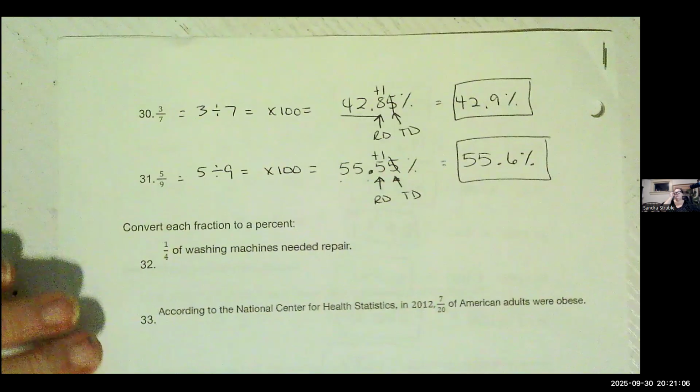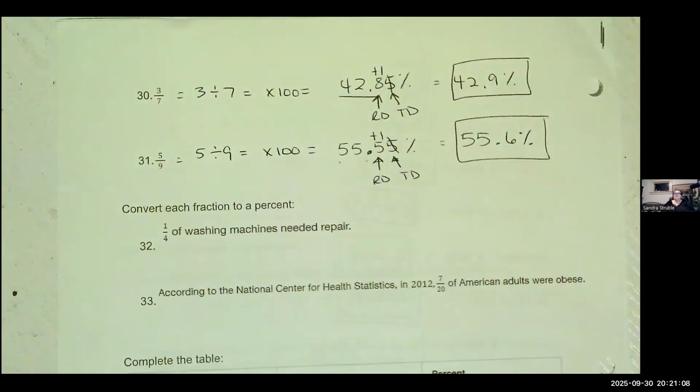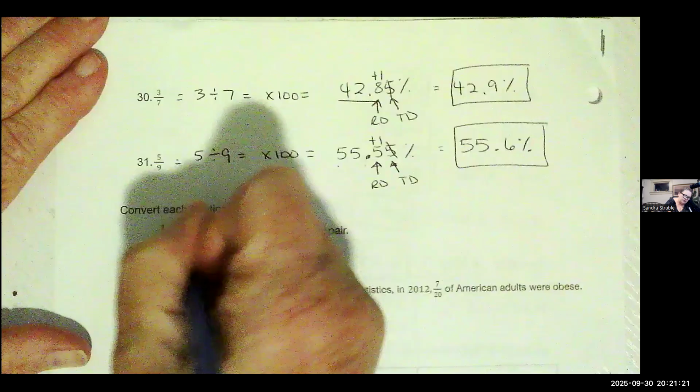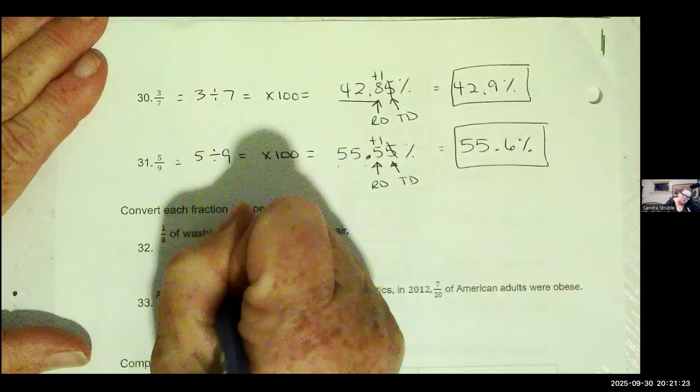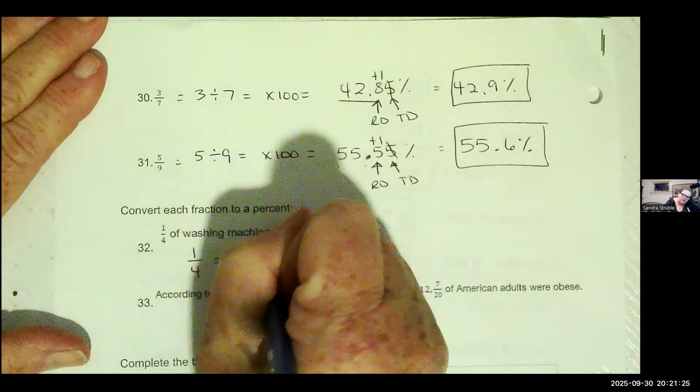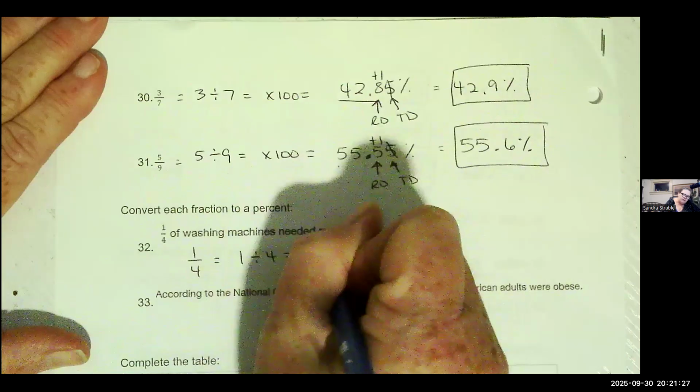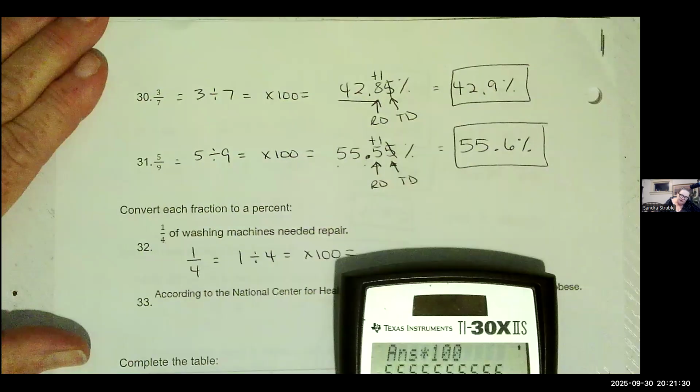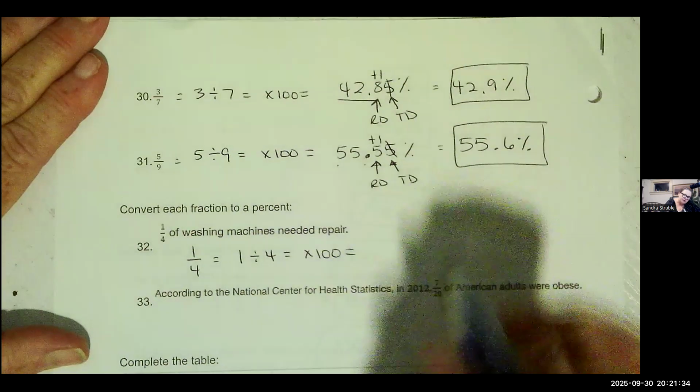Okay. Next thing, it says convert each fraction to a percent. This is 1/4 of washing machines needed repair. Okay, so we're going to change 1/4 the fraction to a percent. All right, so 1/4 to change to a percent is 1 divided by 4 equals times 100 equals, which is 25%.